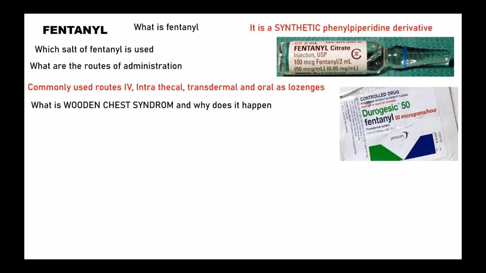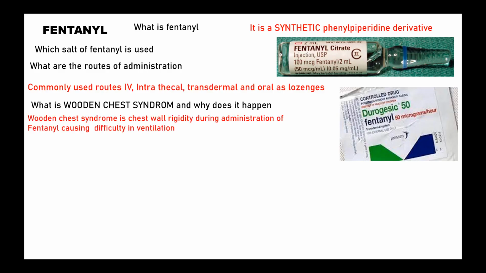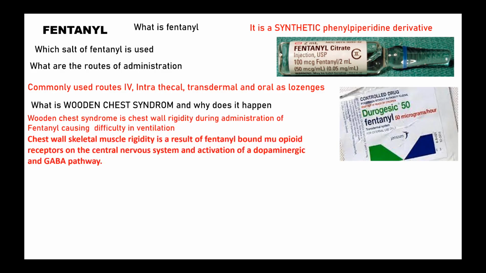What is wooden chest syndrome, and why does it happen? Have you heard of this problem? Yes, sir. Rapid, high-dose fentanyl induction can cause chest rigidity. Wooden chest syndrome is chest wall rigidity during administration of fentanyl, causing difficulty in ventilation. It is skeletal muscle rigidity, mediated by mu receptors in the central nervous system, with activation of dopaminergic and GABA pathways.